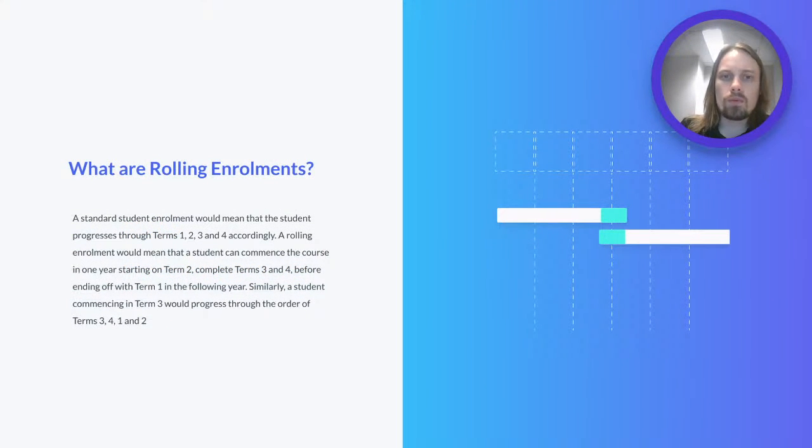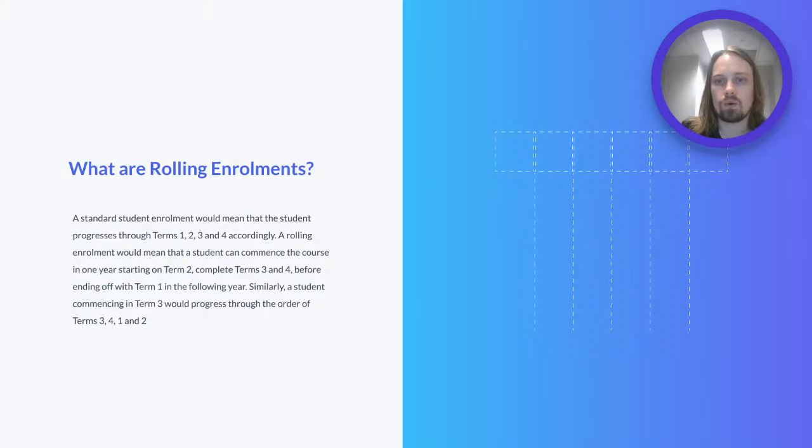A rolling enrollment is probably best illustrated with an example. Let's say you have a qualification that lasts a year, but it's divided up into 4 terms of study. In a standard enrollment situation, you would have a student who starts in term 1 before progressing through to terms 2, 3, and 4 accordingly.